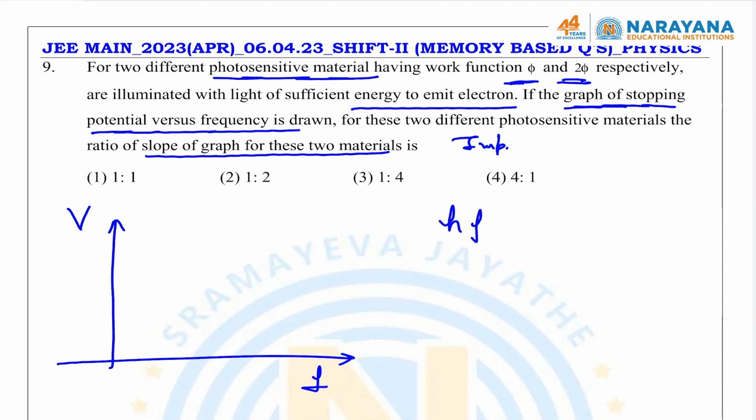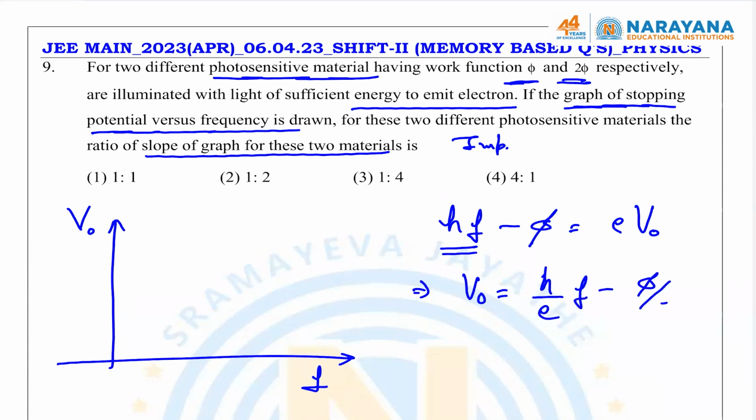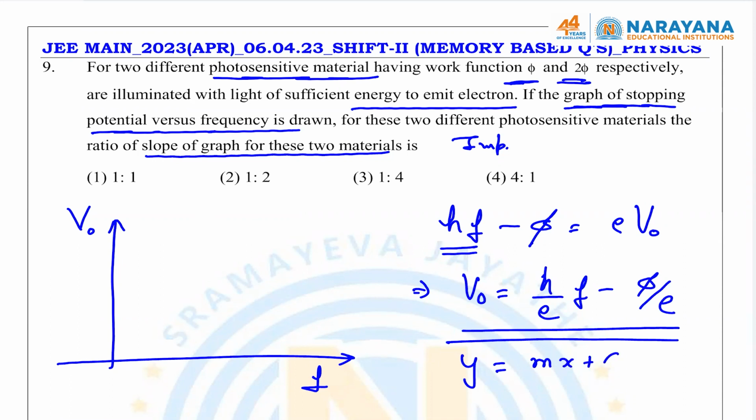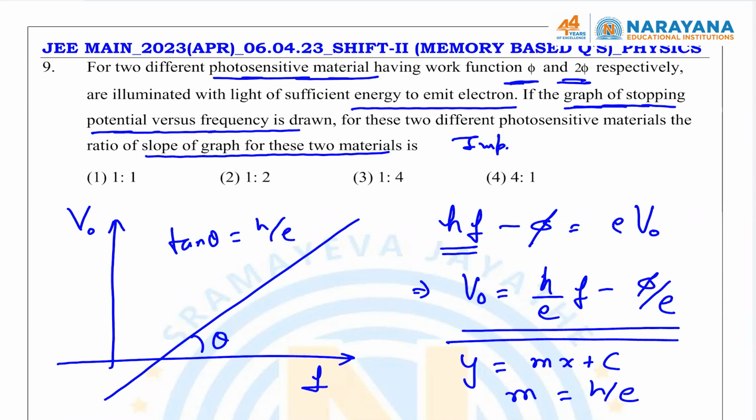The equation is hf, the incident energy, minus work function phi is equal to maximum kinetic energy, which is e into V, where V is the stopping potential. Let's call it V naught, e into V naught. So I can write V naught as h over e times f minus phi over e. Now this is a straight line of the form y equals mx plus c. So the slope is h by e. So whenever we draw a graph, the slope comes out to be h by e.